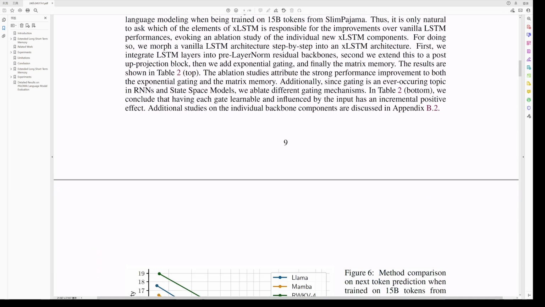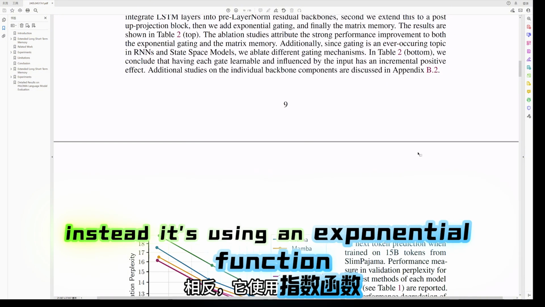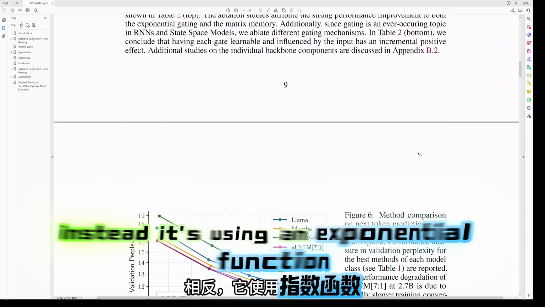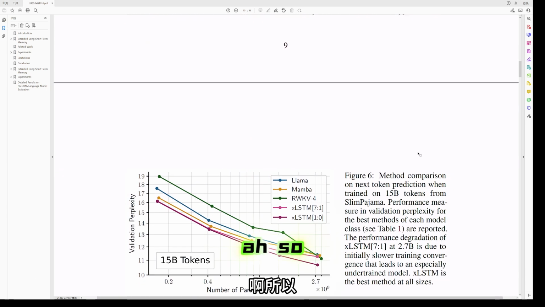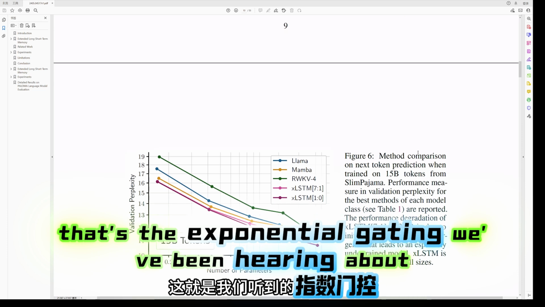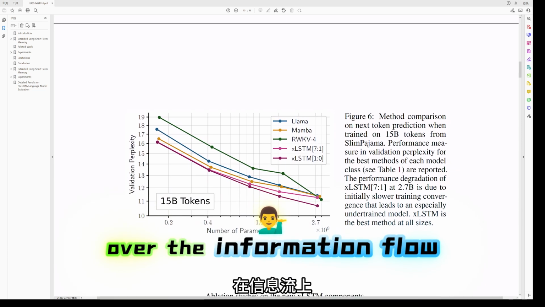Look at equation 12. The input gate here isn't using the usual sigmoid function. Instead, it's using an exponential function applied to a mix of the input, the previous hidden state, and a bias term. So that's the exponential gating we've been hearing about. It's like giving the input gate a much finer level of control over the information flow.